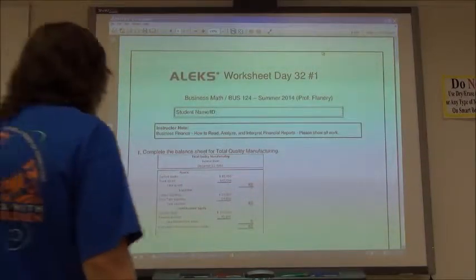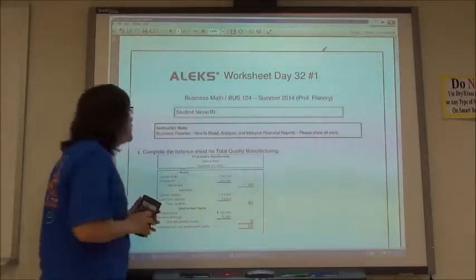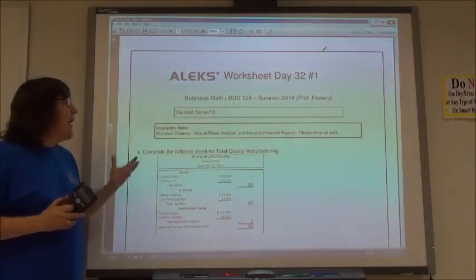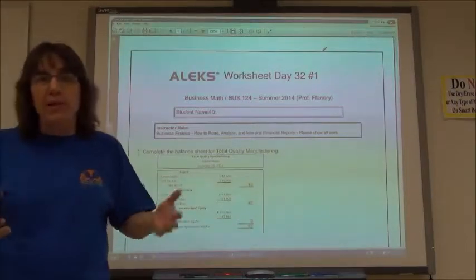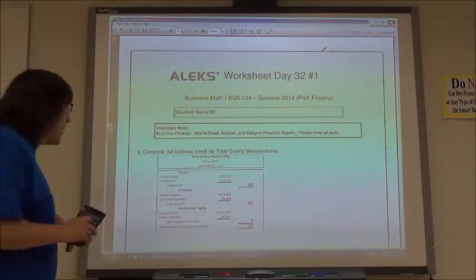Worksheet day 32 in business math. Now going into the section on business finance, how to read, analyze, and interpret financial reports. And if you took accounting, you've probably seen some of these financial reports already.